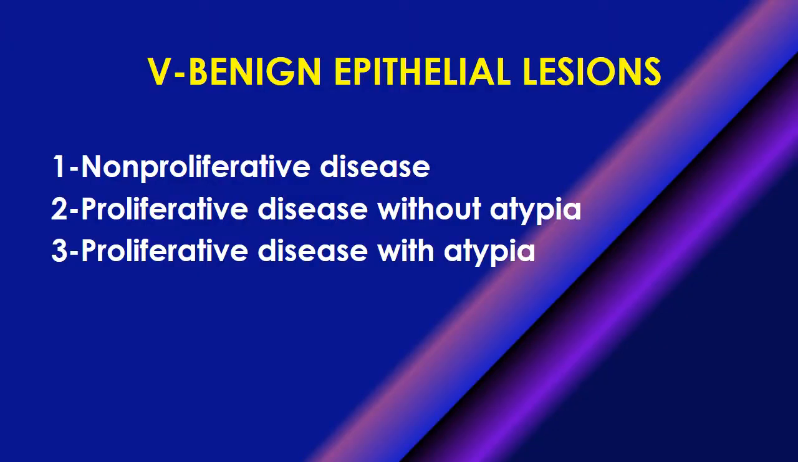Benign epithelial lesions. Benign epithelial lesions include non-proliferative disease, which is not associated with an increased risk of breast cancer. The second is a proliferative disease without atypia that has a slightly increased risk of breast cancer. And the last, which is the most important one, is a proliferative disease with atypia. Why? Because it is precancerous, associated with a modest increase in the risk of breast cancer.